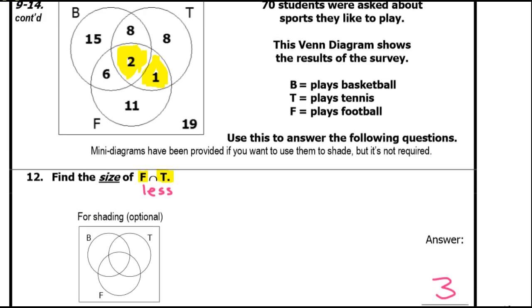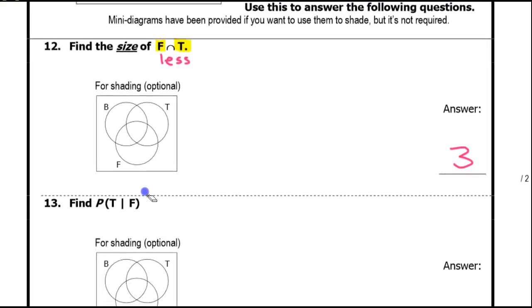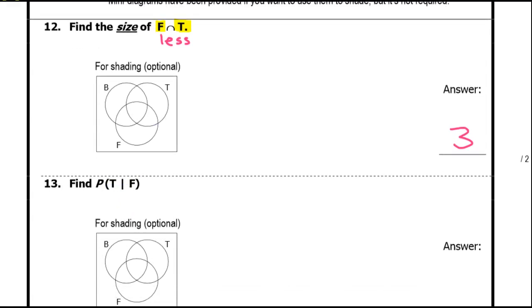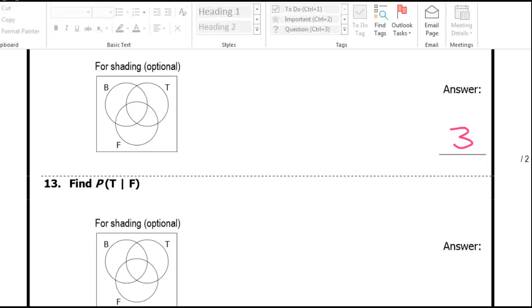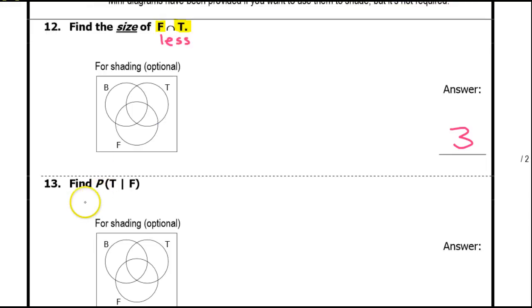Now let me erase to get ready for the next question. This is the notation for given. So this means, in words, the probability of T given F.